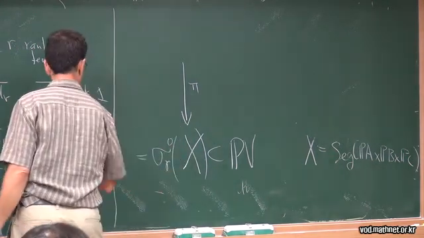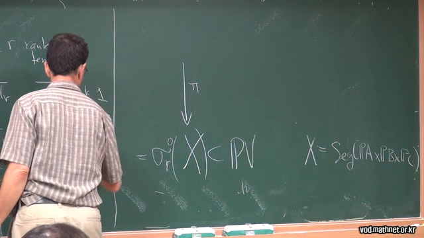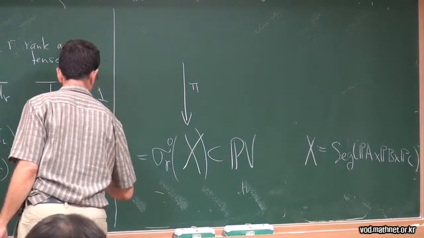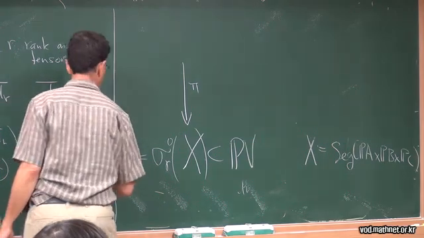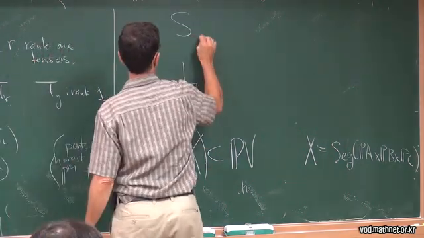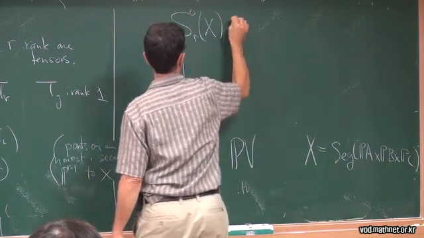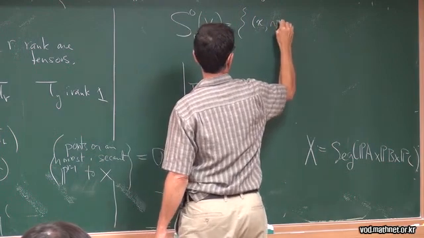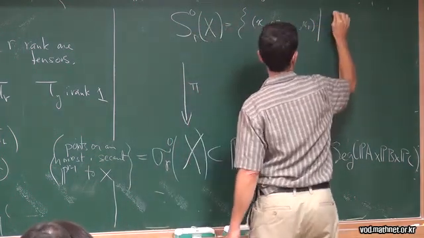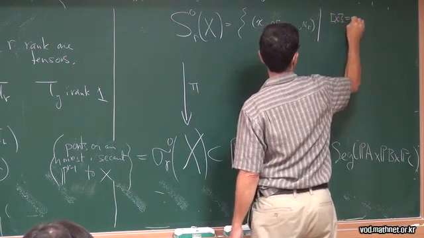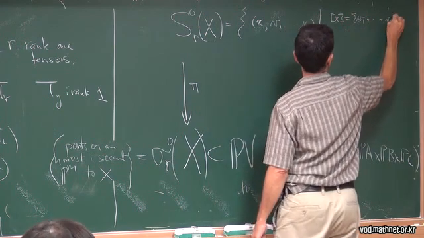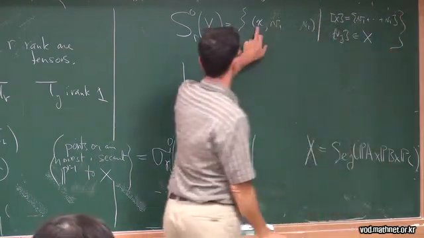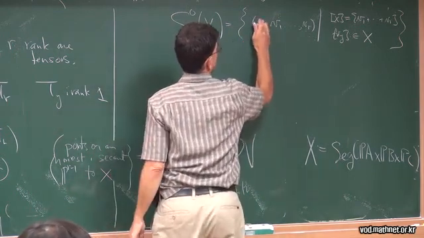So this is the points on an honest R secant plane, or a secant P R minus 1 to X. And above here, I have an incidence correspondence, which will be the set of pairs Z, comma, V1, ..., VR, such that Z is equal to V1 plus ... plus VR, and the Vj are in X.